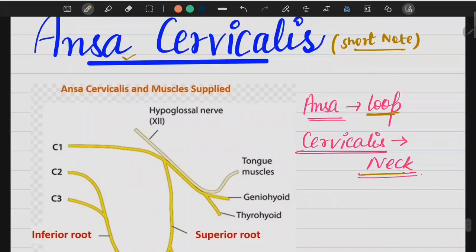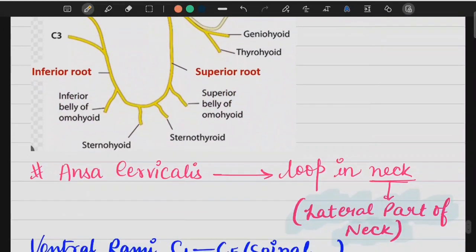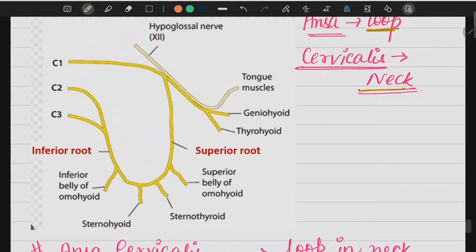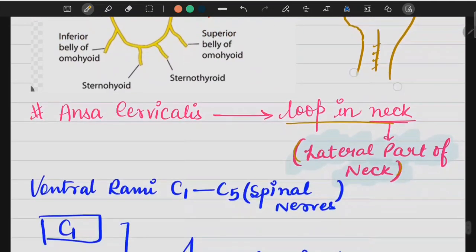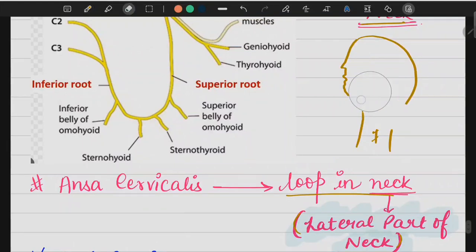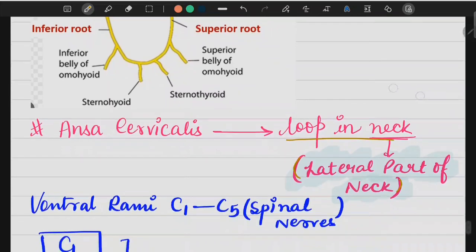So I can say that Ansa cervicalis is nothing but a loop in the neck, and in the neck, in which particular part? On the lateral part of the neck. Now the lateral part of the neck is like the side portion, okay. So if this is the human face, so this is going to be the lateral part, okay. Now, how does the Ansa cervicalis look, or what is the whole concept of Ansa cervicalis? Firstly, this is the loop in the neck. You're clear with this concept?